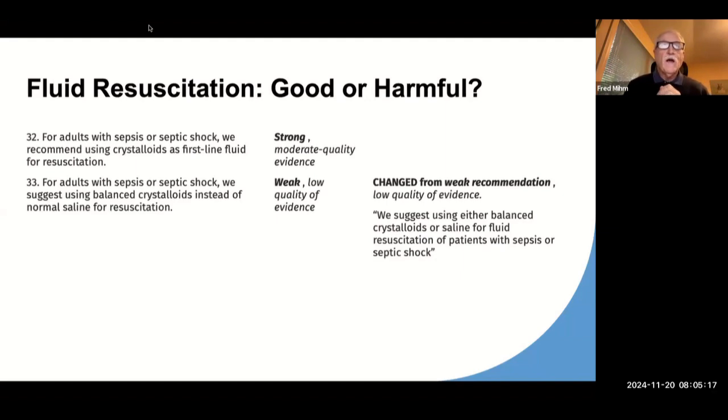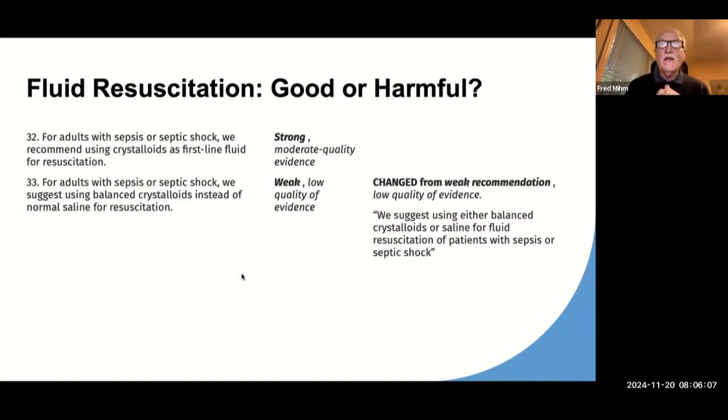And the second point is that for adults with sepsis or septic shock, we suggest balanced crystalloid solutions instead of normal saline. And this, as you can see, has been changed from a suggestion that either balanced or saline for fluid resuscitation was okay. That was the past recommendation, and now it's been changed to avoid normal saline. And it might be helpful for us to just start calling it abnormal saline because there's nothing normal about normal saline. And sadly, it got its name from a scientist who just did a bad experiment and thought the concentration of saline in human beings was a lot higher than it actually was.